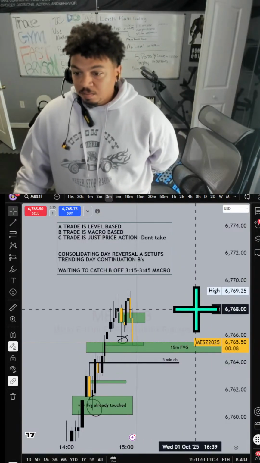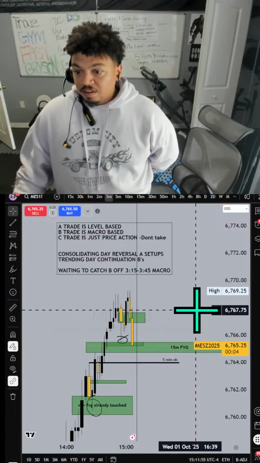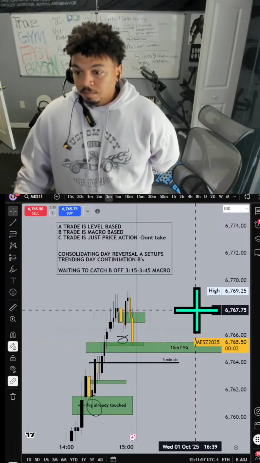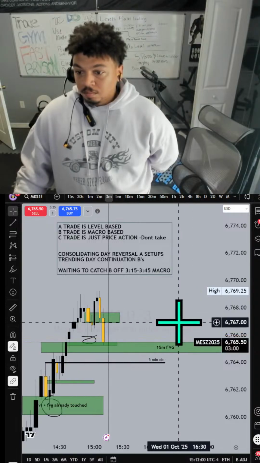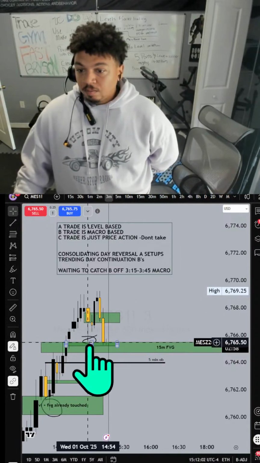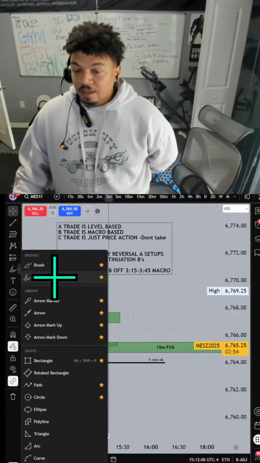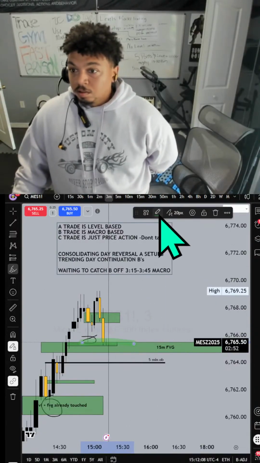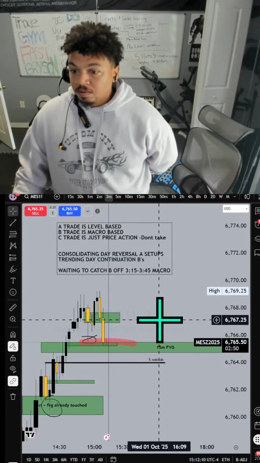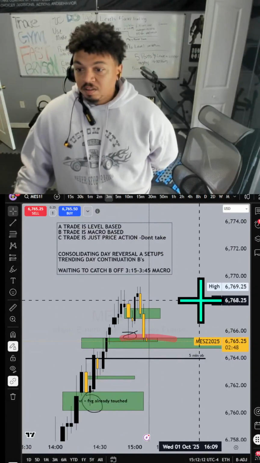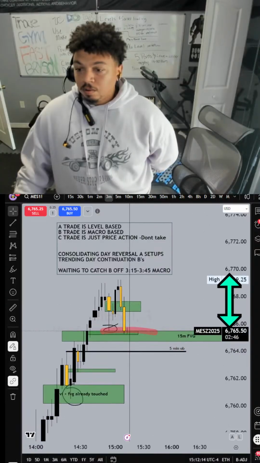We're back to the 15-minute fair value gap and that volume imbalance. We should invert that and potentially go lower. Now we've swept that equal low right here. That equal low that's right here has been swept. Retest potentially of that equal low to go lower.